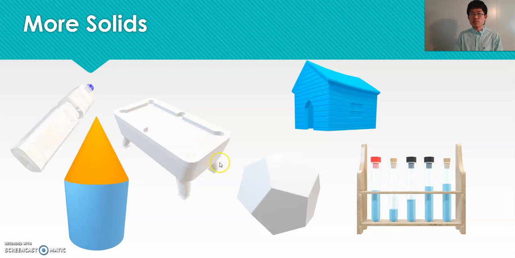Right here, it's a bathtub. Looking at this, it's not really a prism. I don't know what to call this. But it looks like the top part and the bottom have a slightly different surface area. I feel like this top is bigger than the bottom. Anyway, here is a house. I don't know what shape it is. And here's the cylinder that you use in science classes.